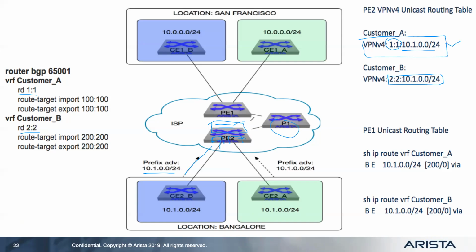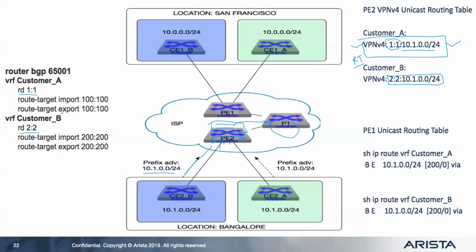Now when I advertise this route, the customer A route, to the P1 device, I also add a route target with this route. I'll show you how it will be reflected in the update message, in the packet capture, and how this route target is added. So we add a route target. So what is that route target?